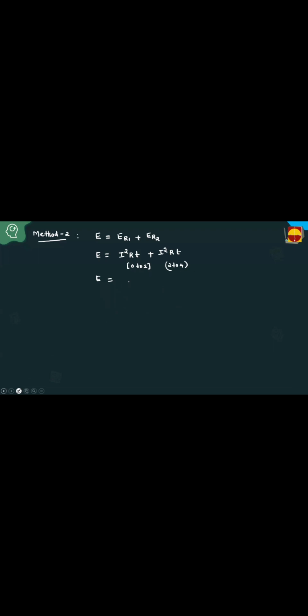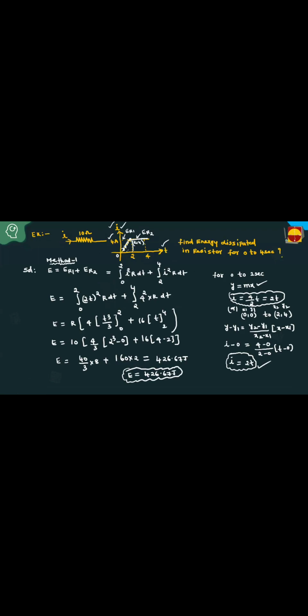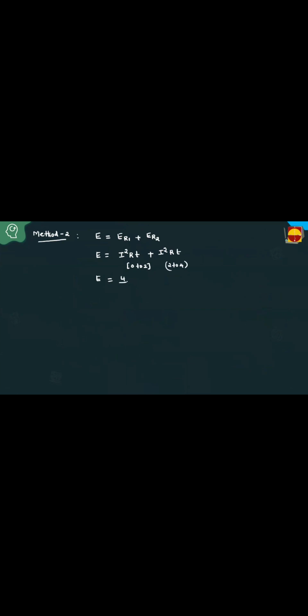For 0 to 2 seconds, it's just like a triangular waveform, no? Triangular waveform. Directly substitute the RMS value. What is the RMS value? 4 by root 3, 4 by root 3 whole square. Resistance is how much? 10. 0 to 2 means the difference is 2 seconds.